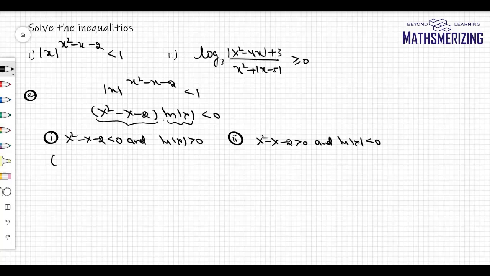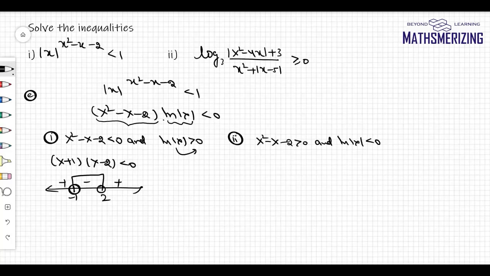Now if I'll solve this one, I'll get and from this one, if I'll take anti-log, I'll get |x| should be greater than 1, so which is either x is less than −1 or x is greater than 1.